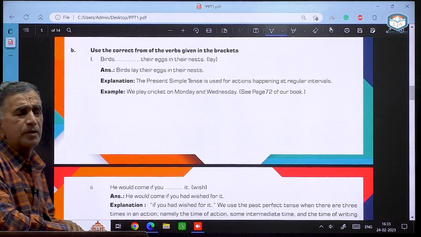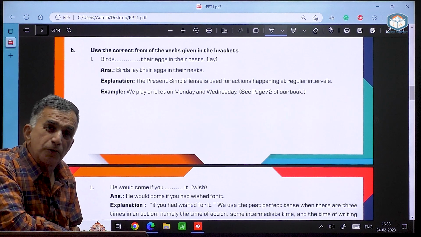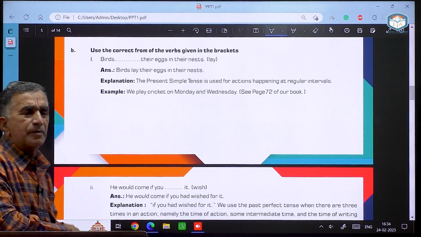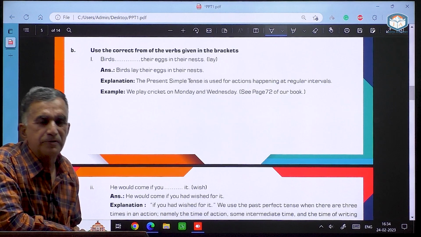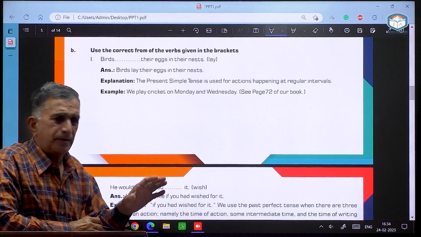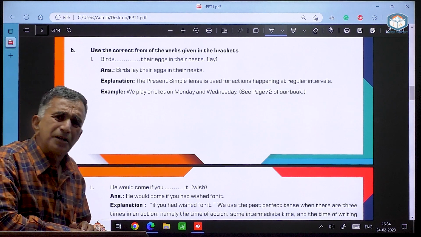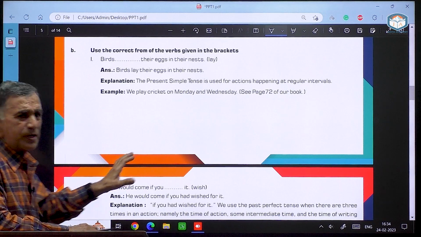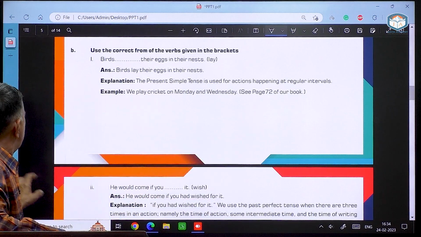Next is B part, use of verbs. It means use of tenses. Birds lay their eggs. This is an action which happens at regular intervals. We play cricket at this place, something which happens at regular intervals. So we use the present simple tense. For tenses of this kind, see page number 72 of our book.